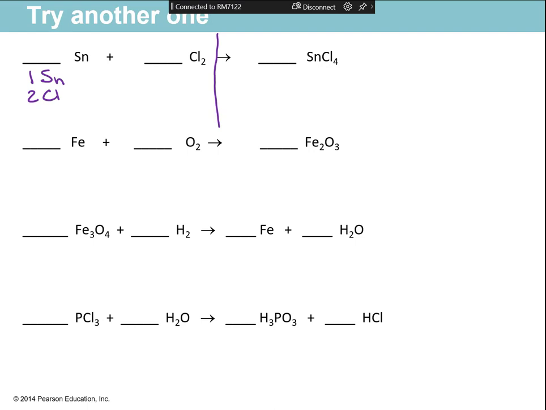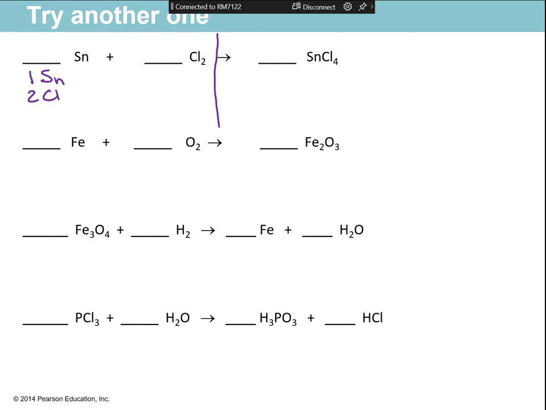Tin. T-I-N. Tin. It's a metal. So see it on the periodic table? See SN, number 50? So SN is tin, but that's not one of those that you would have to know, so I wouldn't ask you that one. I wouldn't ask you to tell me what it is, but you can tell it's an element because it's on the periodic table.